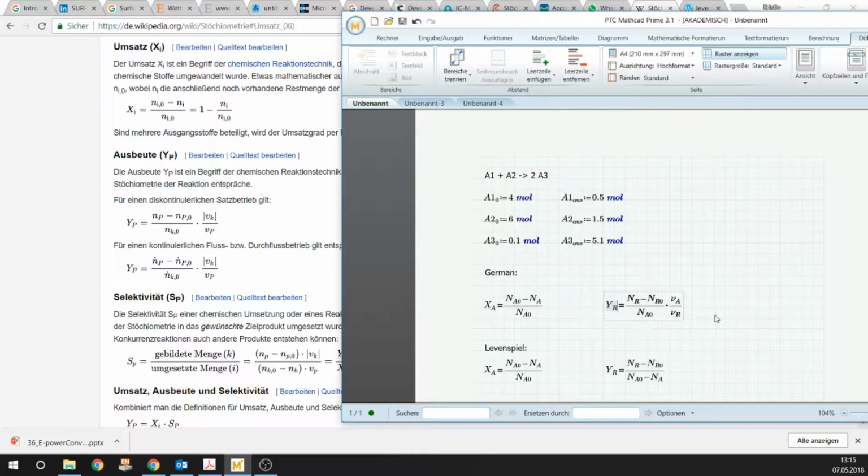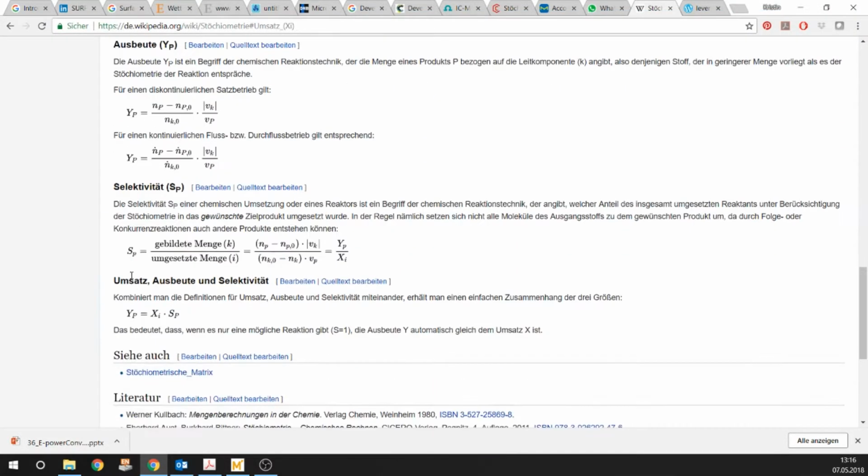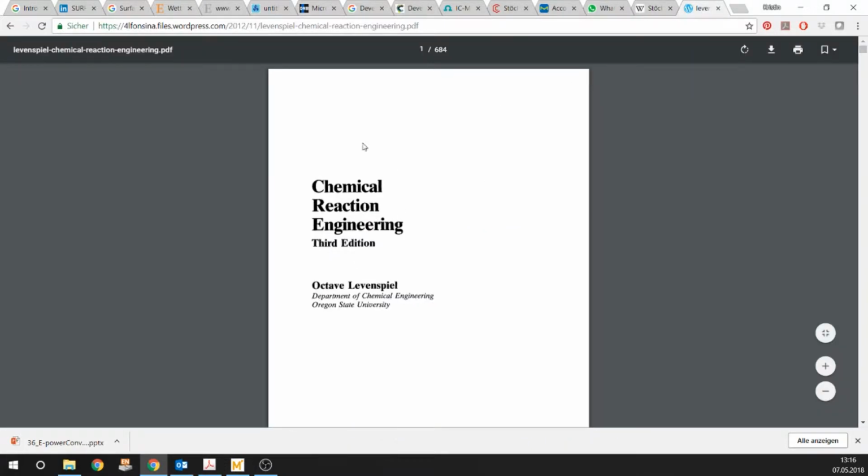So here in the German standard usage, I'm calling it R, the amount of product minus what's available initially divided by the amount of reactant that's required to build it, here multiplied by the stoichiometric coefficients. And in German, it then goes further and gives a relationship that yield is related to the conversion multiplied by the selectivity. Now I want to show you how these terms are defined by Octave Levenspiel.